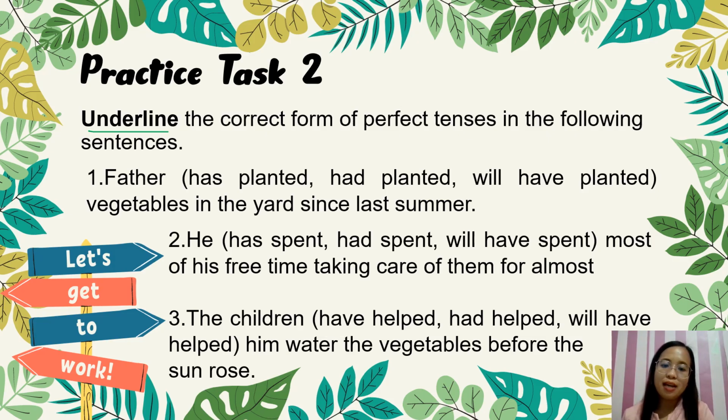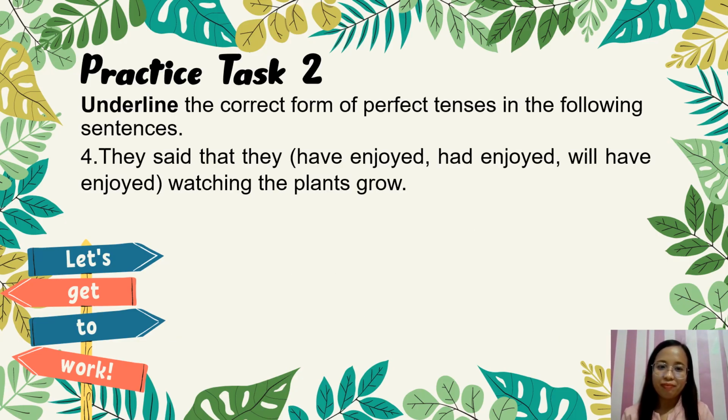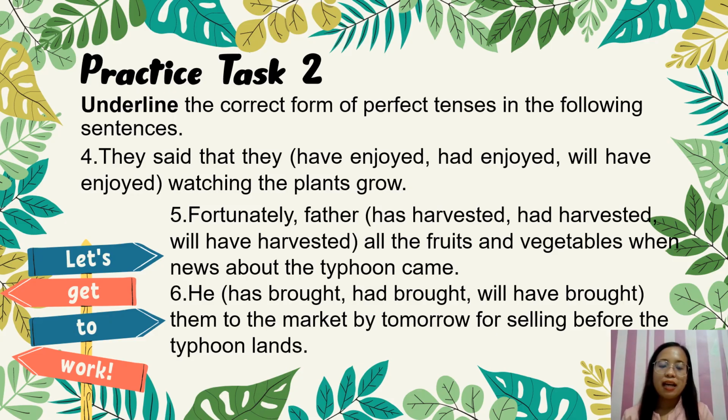Number 2. He has spent, had spent, will have spent most of his free time taking care of them for almost a year now. Okay, number 3. The children have helped, had helped, will have helped him water the vegetables before the sun rose. Let's go to the next one. Number 4. They said that they have enjoyed, had enjoyed, will have enjoyed watching the plants grow.